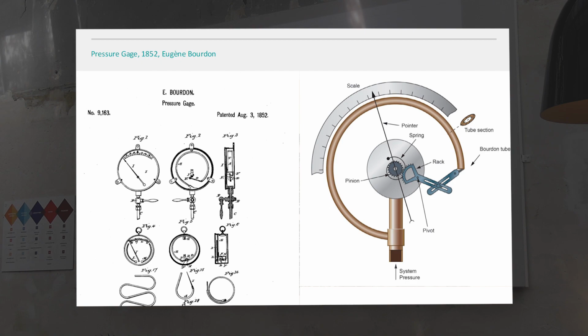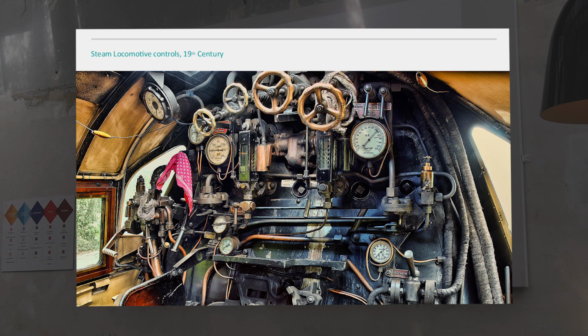Eugene Bourdon invented this pressure gauge that provided real-time feedback to visualize pressure quantity through a needle's position on a circular dial. So the expanding pressure in that tube indirectly moves the needle. Before he invented this, there was no visualization when you were using a steam engine. So the pressure gauges allow the driver of a steam locomotive to see and adjust that fluctuation of pressure in the valves.